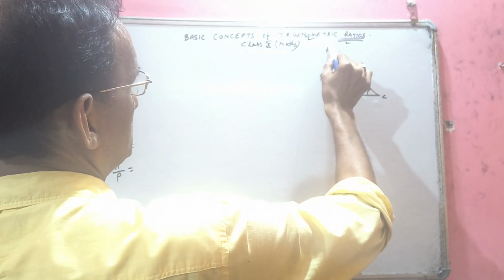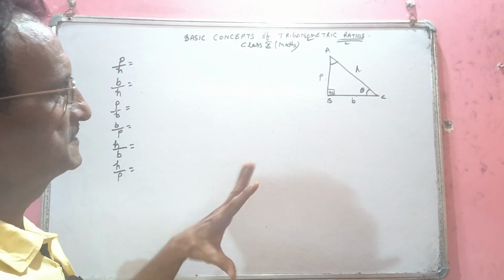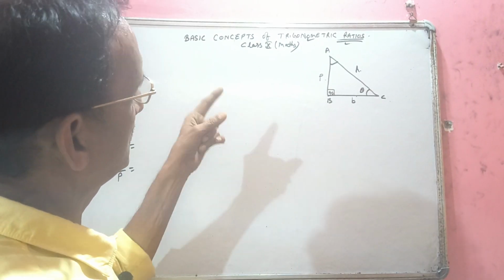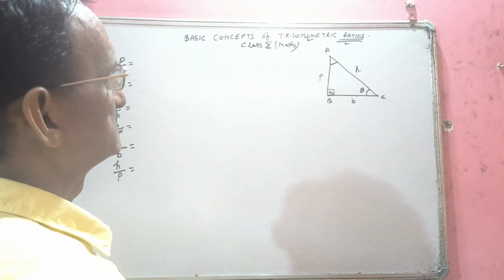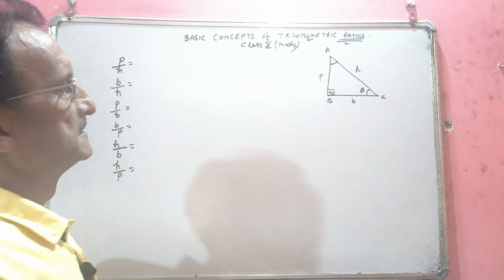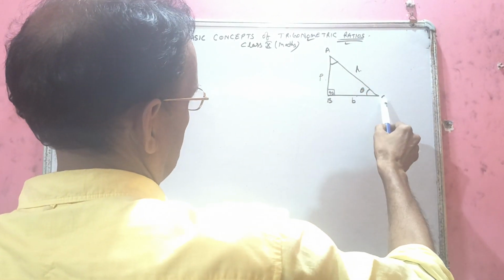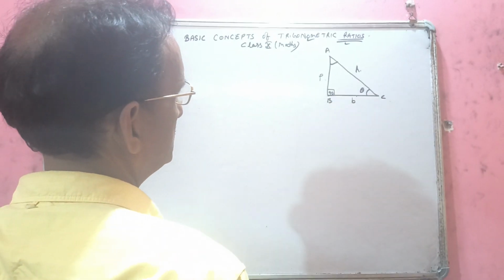The word trigonometry means the measurement of triangle. It is about the different properties and measurements of the angles and sides of a triangle. Detailed discussion about the sides and angles of a triangle. So let us take a right angle triangle ABC. Since we have taken a right angle triangle, one angle must be 90 degrees.